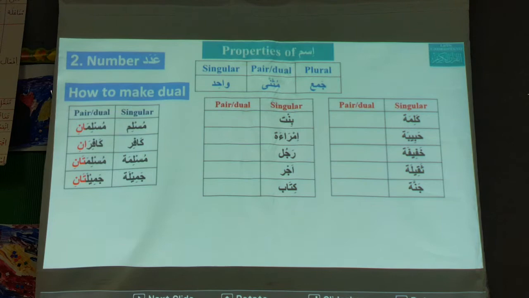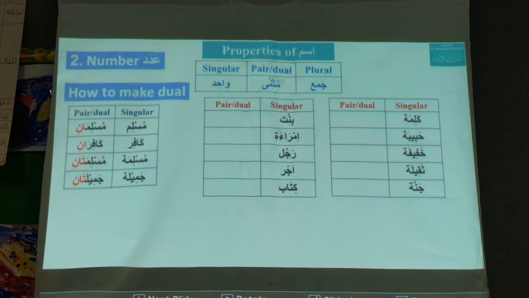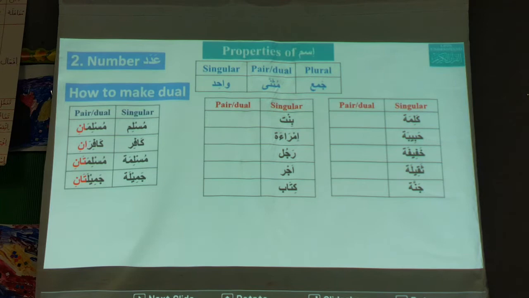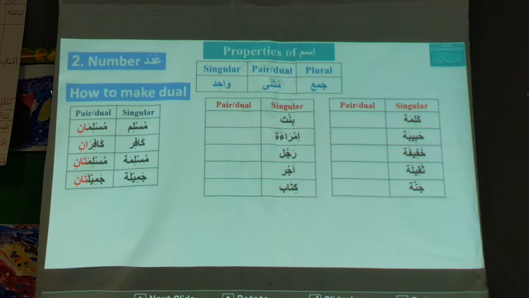Today, yesterday we started the property of number, adad. It is called adad. We discussed yesterday duals. An ism can be singular. It can be dual. Dual means pair or double. And it can be plural. In English it is only singular and plural, but in Arabic it is singular, then dual and plural. Dual is two and plural is more than two. Singular is singular, dual is two, and more than two is considered plural.